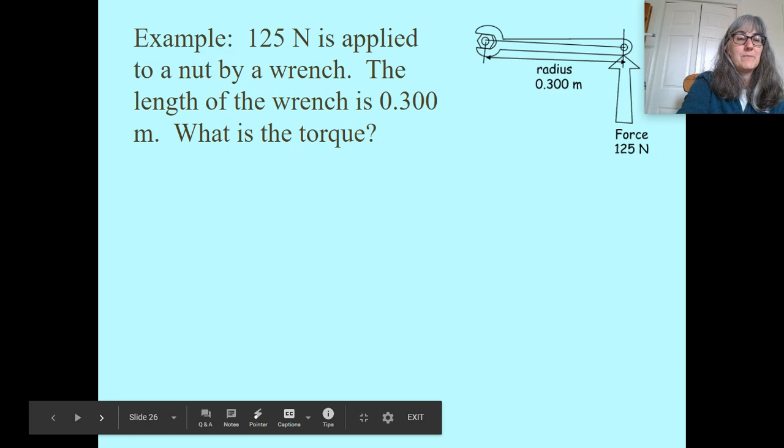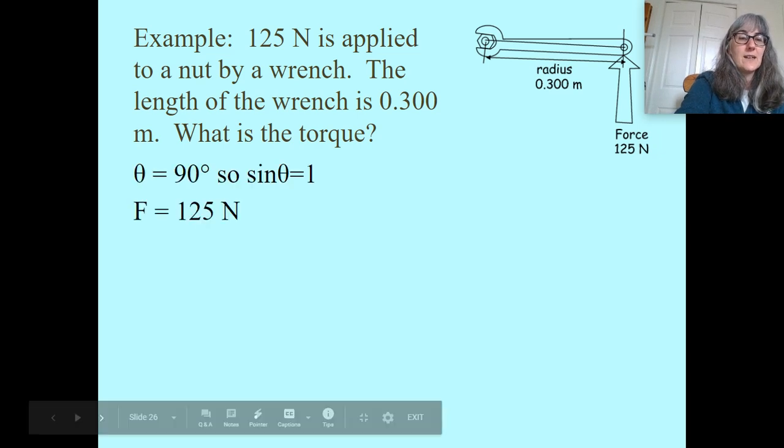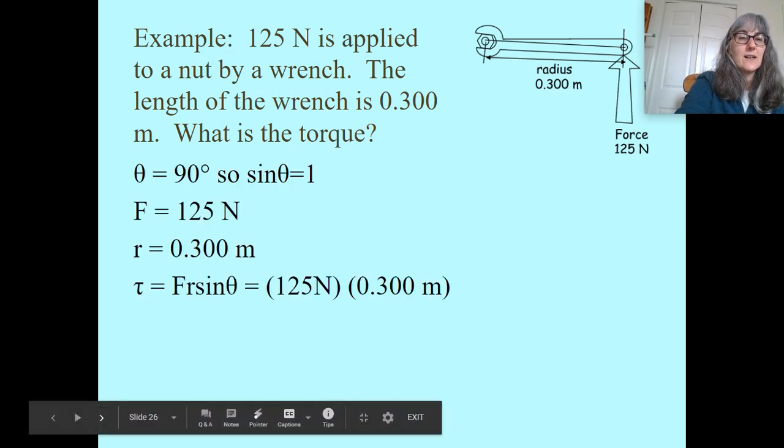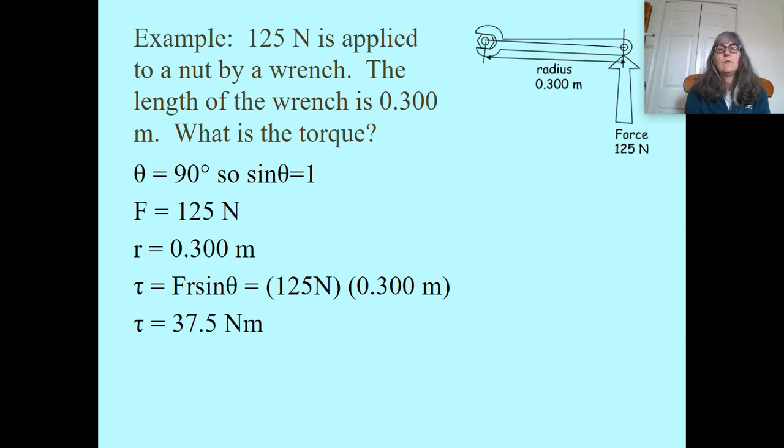Here's an example. So here we have 125 newtons applied to a nut by a wrench. The length of the wrench is 0.3 meters. We want to know what the torque is. The angle is 90 degrees, so the sine of that angle is 1. The force, we know R. So if you multiply all of that, that'll give you the torque.